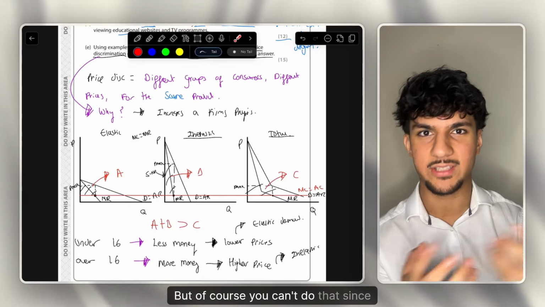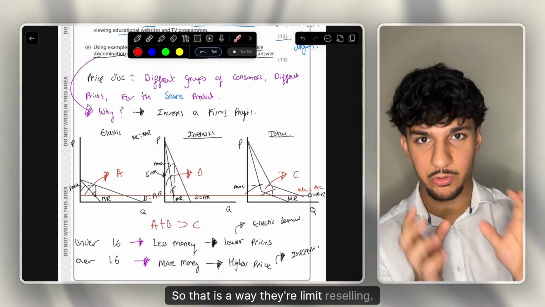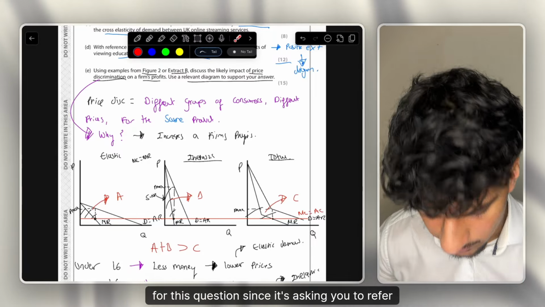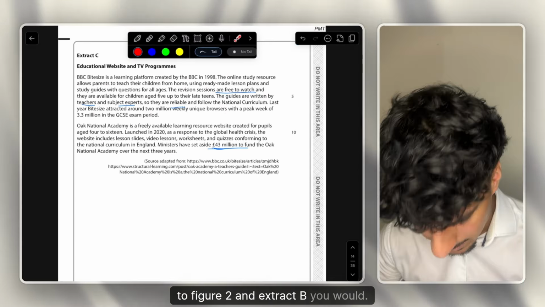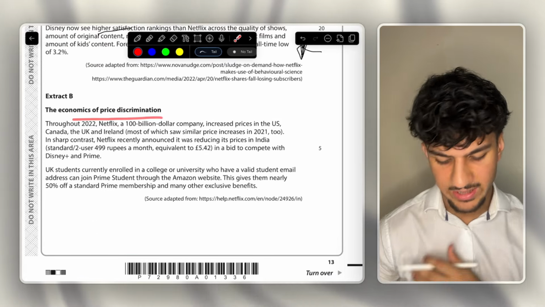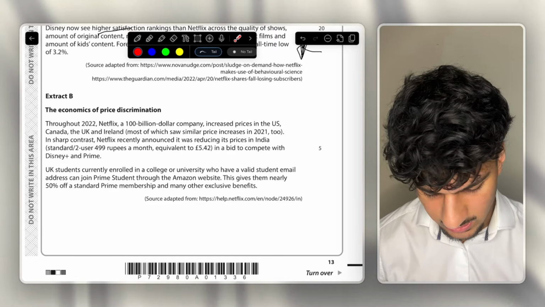But of course you can't do that, since if you are found doing that, you do get fined. So that is a way they limit reselling. But of course, for this question, since it's asking you to refer to figure 2 and extract B, let's have a read of extract B, which is to do with price discrimination. Instead of using the train tickets example, you would just use Netflix here.